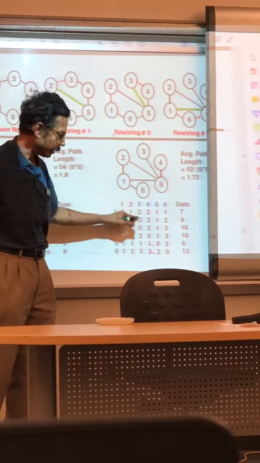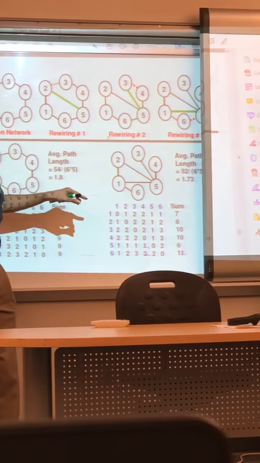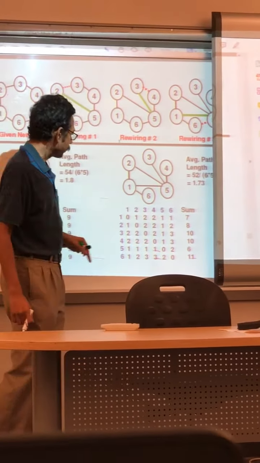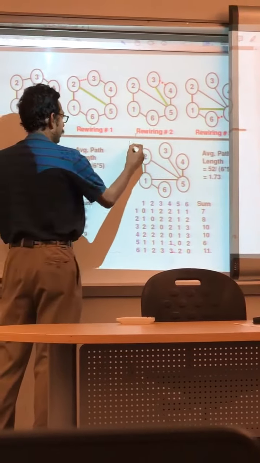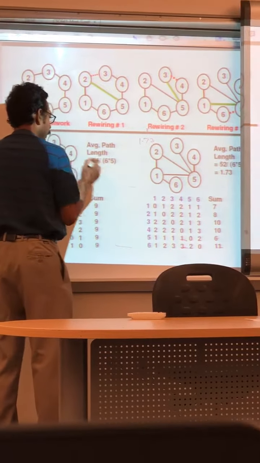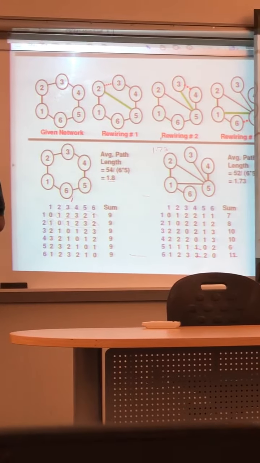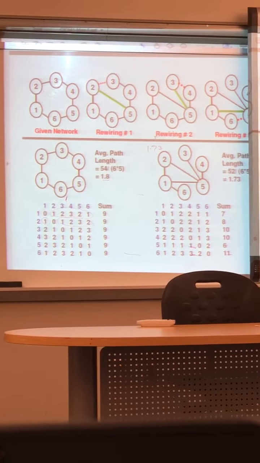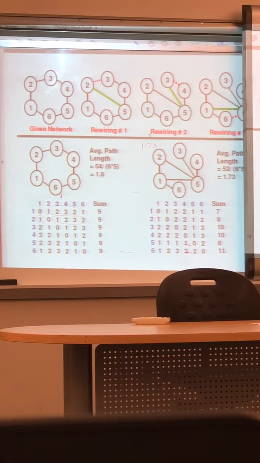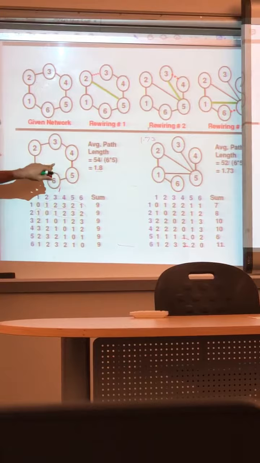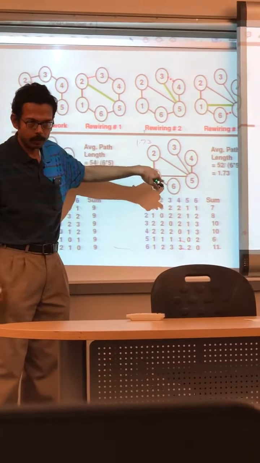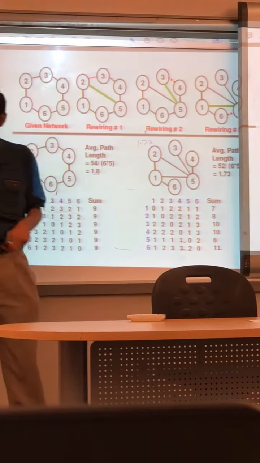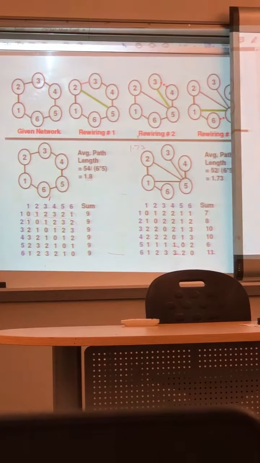Find the path length between any 2 nodes. Add this up and divide by the number of pairs, you will get 1.73 for this and it is 1.8 for this one. So the path length has reduced a little bit. That's what we expect to see, right? By doing this transformation of a regular network to a small world network, we want to reduce the path length. Okay? And it has happened.